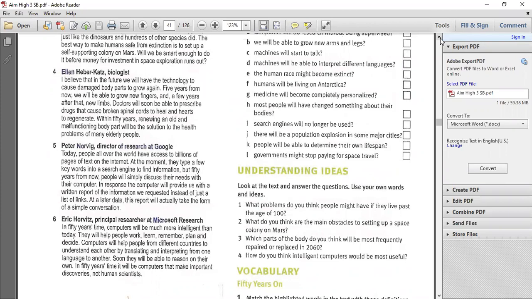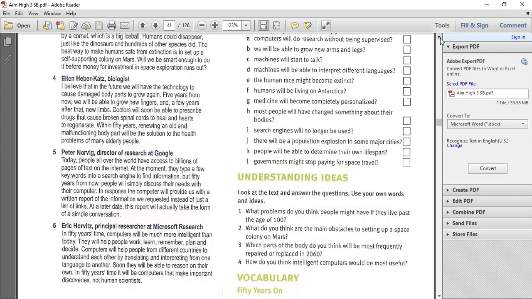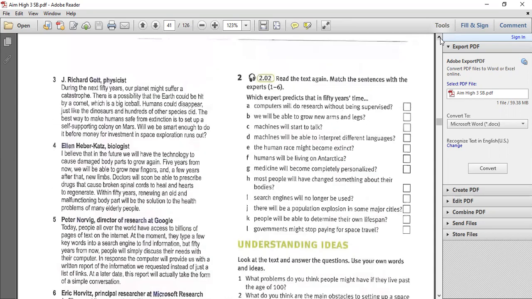Four, or two? Wait. No, two. The last one: governments might stop paying for space travel. Three. Okay.